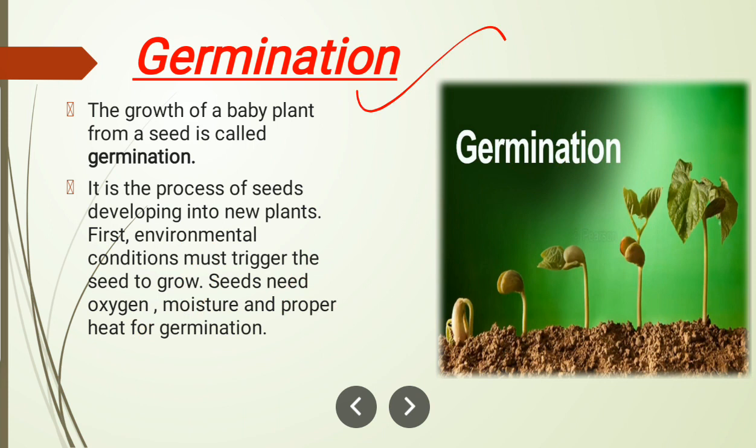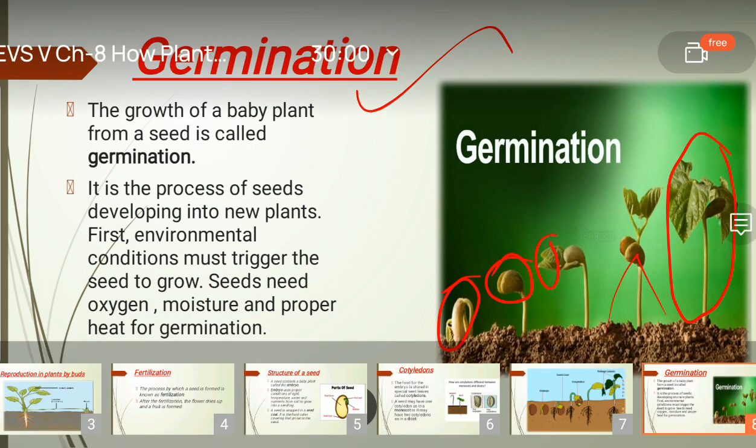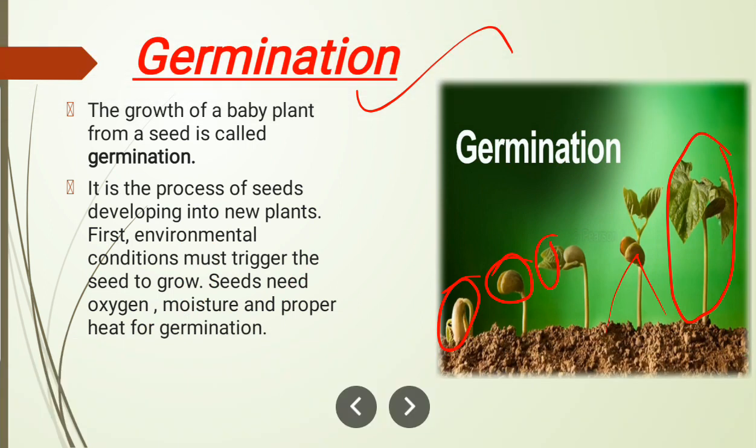Now the process of germination. See here, you can see these are the cotyledons, right? Once there are leaves, these cotyledons will fall off. Here there is no cotyledon and it is fully prepared, and this is known as a sapling, the small baby plant. The growth of a baby plant from a seed is called germination. It is a process of seeds developing into new plants.